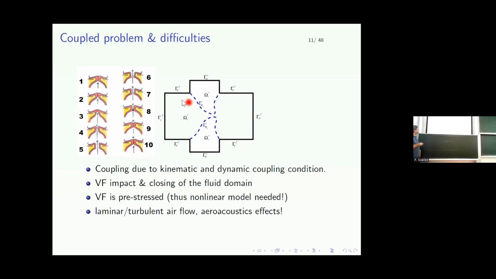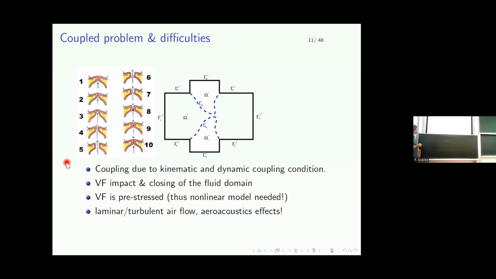So it means that your computational domain for the fluid is disconnected during the closure of the vocal folds. But still, if you want to compute it, we still need to go on with the computation. So we need to overcome this difficulty, which will be the second part of my talk.